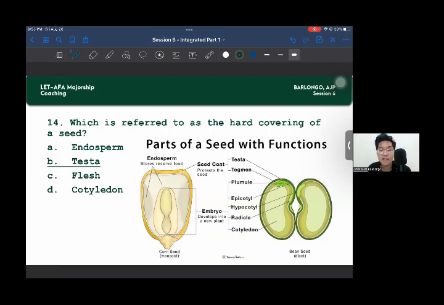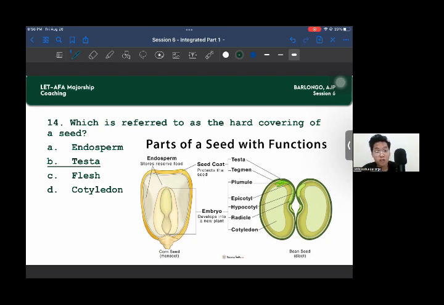So displayed here sa gilid are 2 different types of seed, which is a monocot and a dicot. Pag monocot, iisa lang yung kanyang embryo. Kapag naman dicot, dalawa ang kanyang cotyledons. Or ayan. From the term itself, monocotyledon, dicotyledon. So, ayan. So, here are the different parts of the seed. So sa letter A, endosperm.